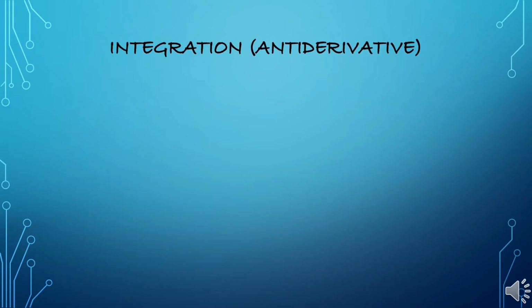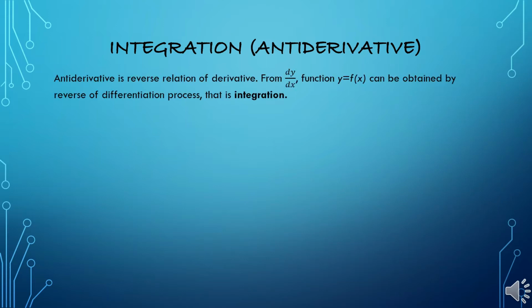Integration. Integration has the same meaning as antiderivative. Antiderivative is the reverse relation of derivative. From dy over dx, the function y equal to f(x) can be obtained by the reverse of the differentiation process. That is integration. The basic formula for integration is: integrate ax to the power of n dx equal to ax to the power of n plus 1, divided by n plus 1, plus c.